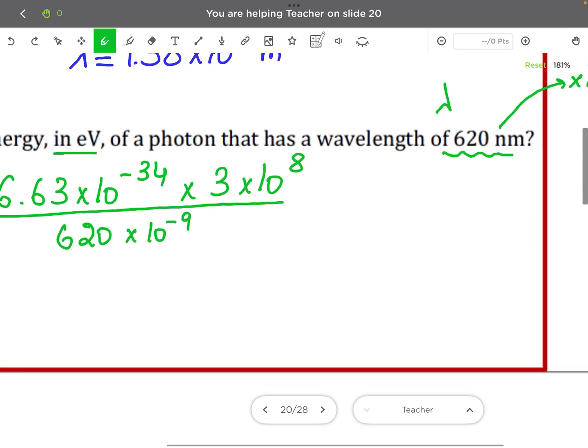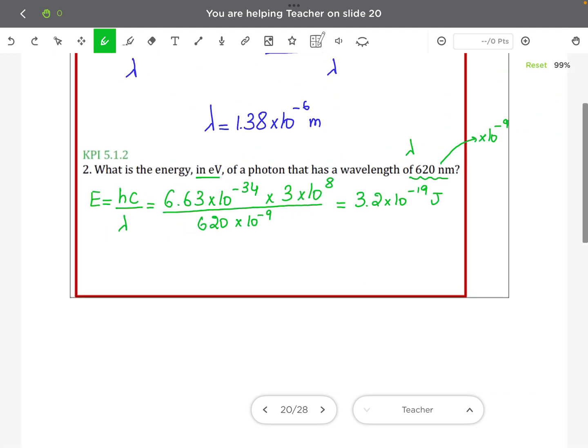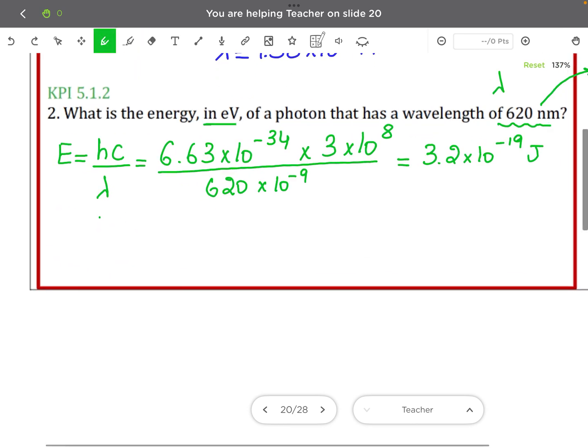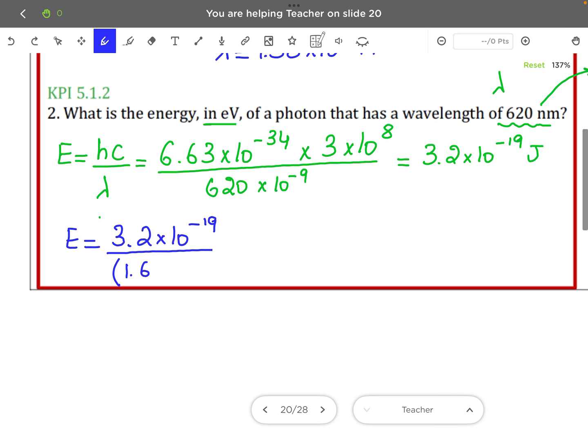Now I will receive the energy in joules. How can I convert it? Simply, from joules to eV, I have to divide. So this energy that came out, equals 3.2 times 10 to the power of negative 19. I will divide it by 1.6 times 10 to the power of negative 19. So I'll have 2 and the unit is in eV.